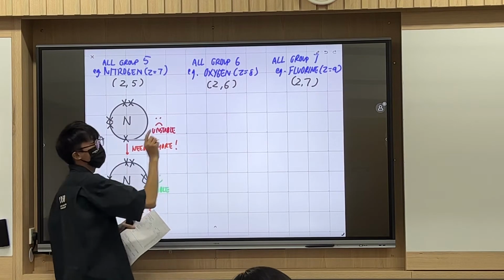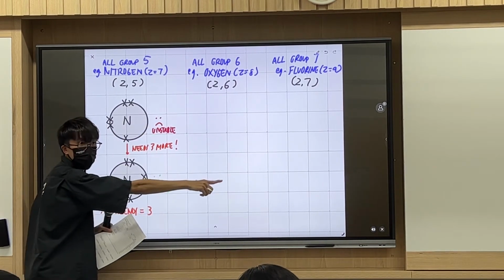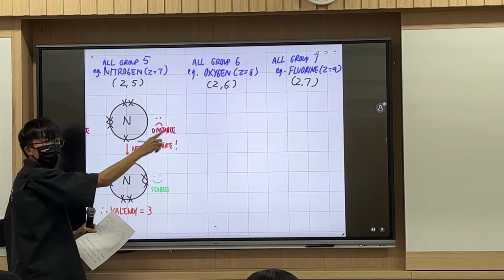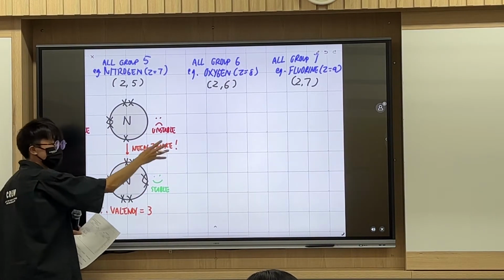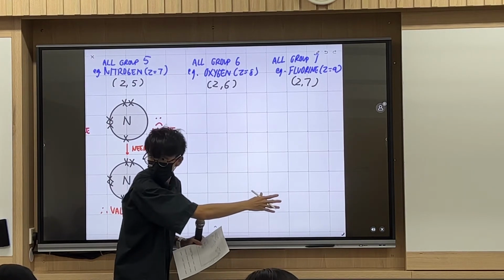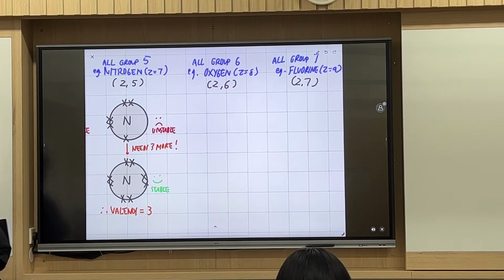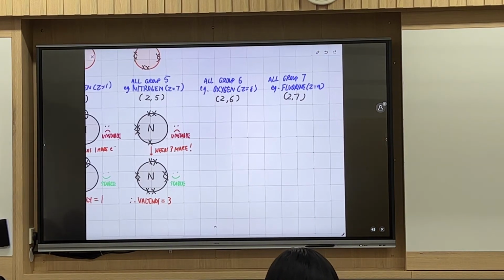7 is 1 from 8. That makes them have valency of 2 and 1 respectively. So the valency of group 5 is 3, group 6 is 2, and group 7 is 1. Is that clear? Valency is how many you need to have before you become stable.